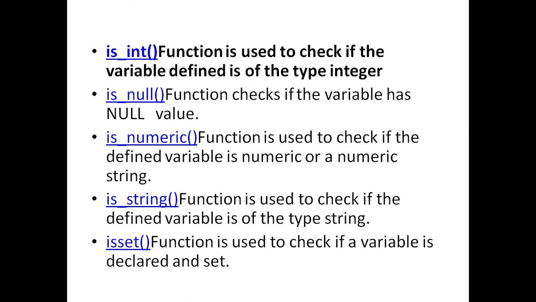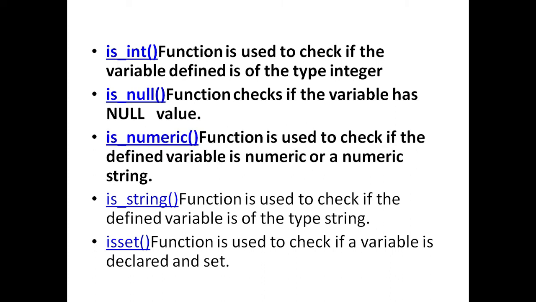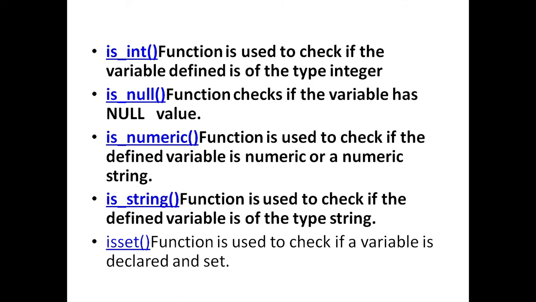The is_int function is used to check if the variable defined is of type integer. The is_null function checks if the variable has a null value. The is_numeric function is used to check if the defined variable is numeric or a numeric string. The is_string function is used to check if the defined variable is of type string.